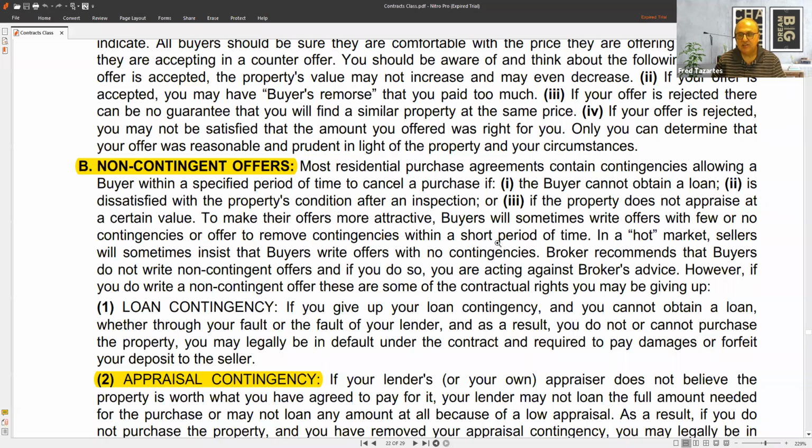The contingencies are there to protect the buyer. So be very careful when you remove them or shorten them. If you're shortening your loan or appraisal, talk to your lender, make sure it's a possibility.